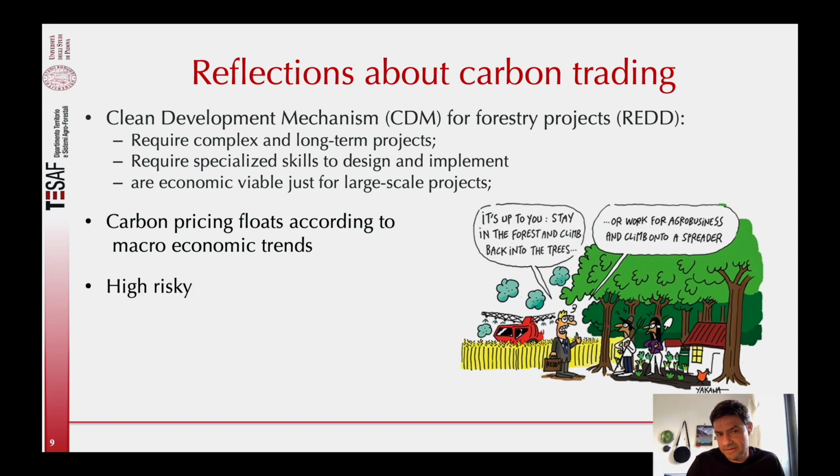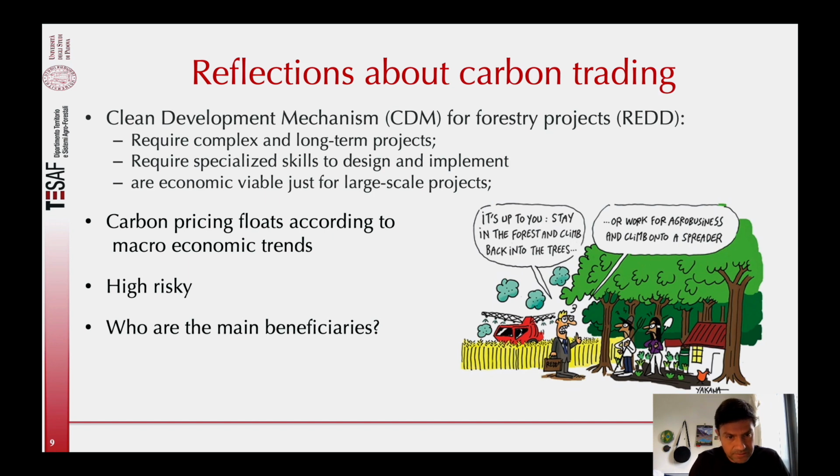So that's why I highlight here that this is high risk, because sometimes you spend a lot of money developing the project and then you cannot find a buyer because of the market, or you cannot find a buyer that wants to pay the price that you used in your calculation to certify and implement your project.